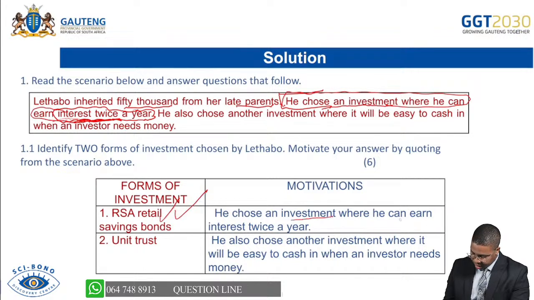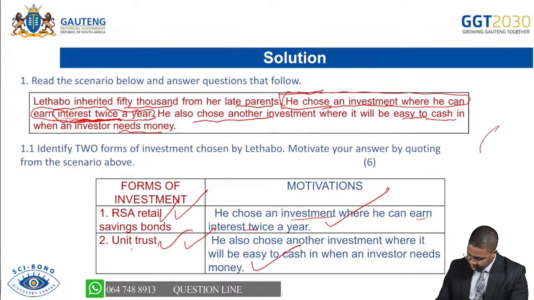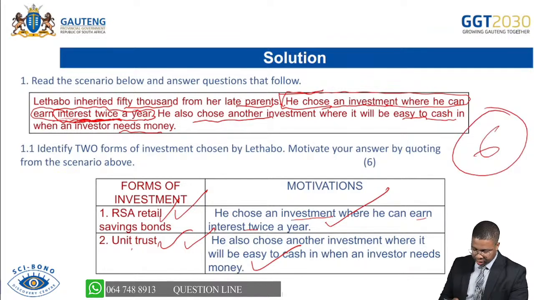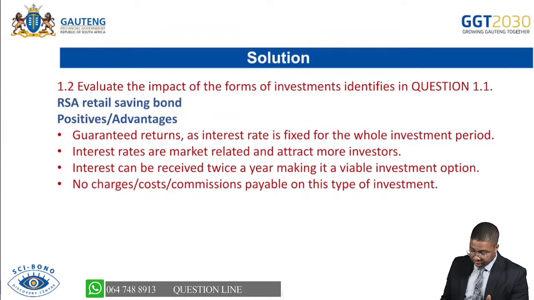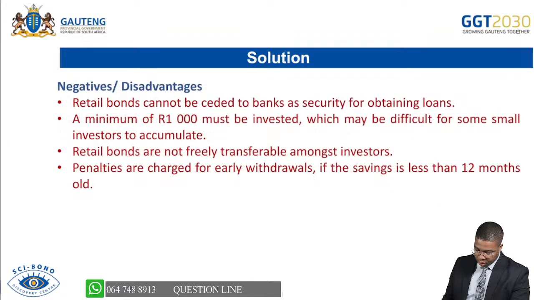Chose an investment where he can earn interest twice a year. 1 mark for that. Then also chose an investment where it will be easy to cash in when the investor needs money. That makes the form of investment to be unit trust, and 1 mark for the motivation. And you have your 6 marks just like that. But let us look into a follow-on question, which is very, very important. Let me go back and show you something.